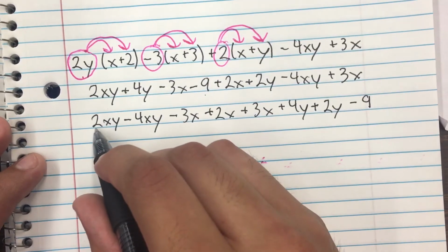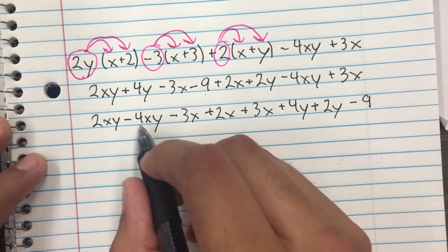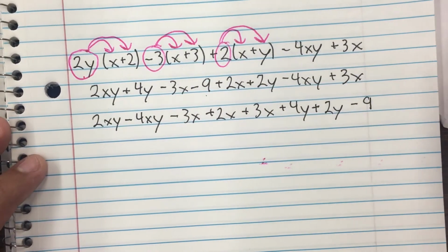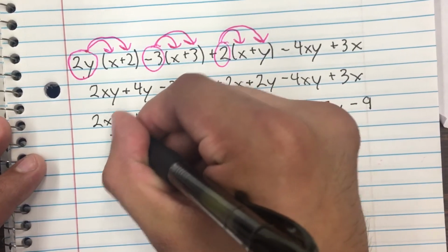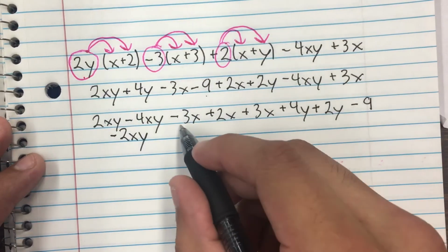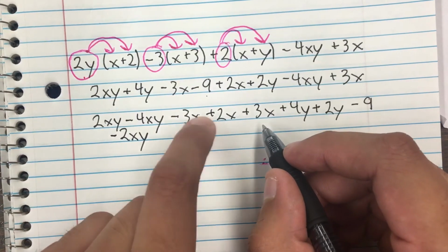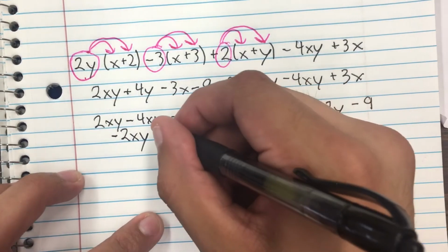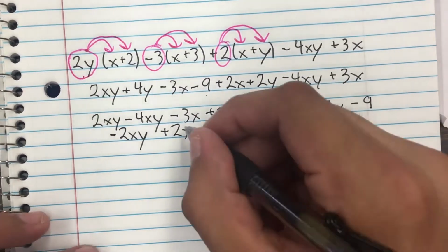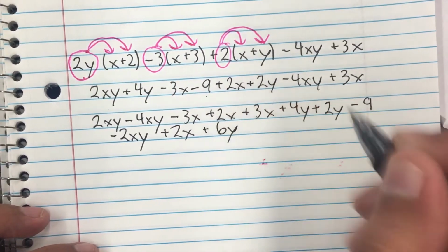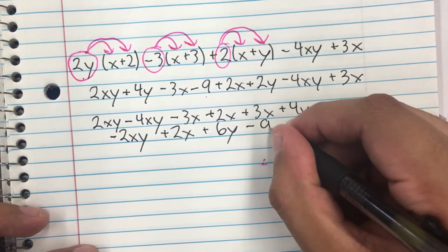Now from there, 2 times x times y minus 4xy is going to give us a negative xy. When we combine these like terms, negative 3x plus 2x plus 3x gives us plus 2x. The y terms give us 6y. And then since there's no other like terms with our constants, we just drop it down.